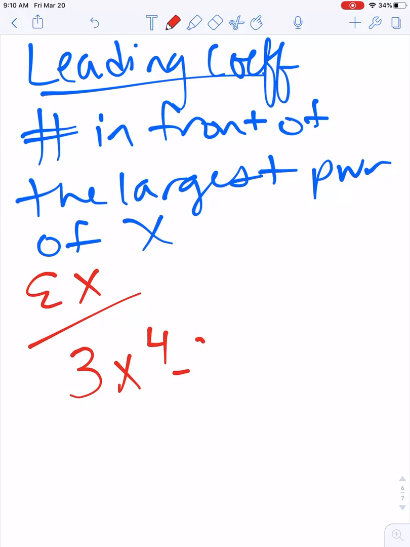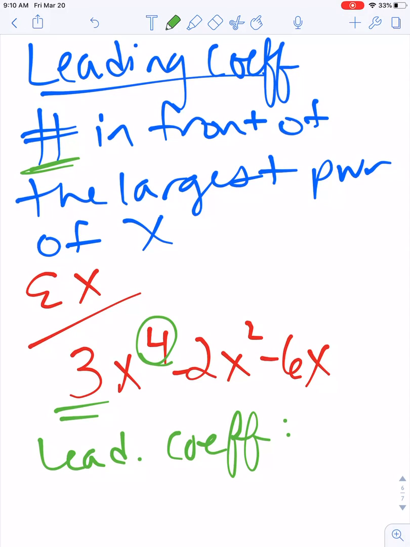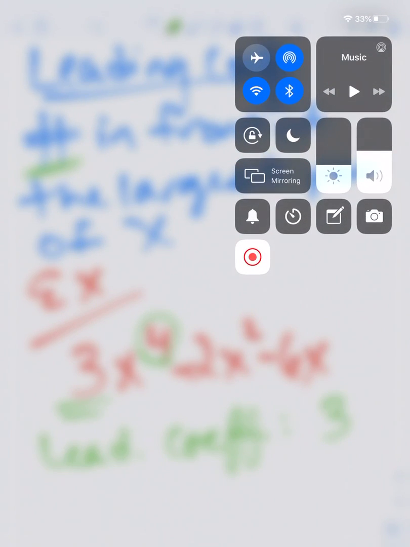If we have 3x to the 4th minus 2x squared minus 6x, to find my leading coefficient I'm going to look for my highest power of x. I have my x to the 4th. Because of that, my leading coefficient is the number in front, so I'd say the leading coefficient is 3. Now with that, go ahead and try out some of the examples I posted in your assignment. And thanks for watching.